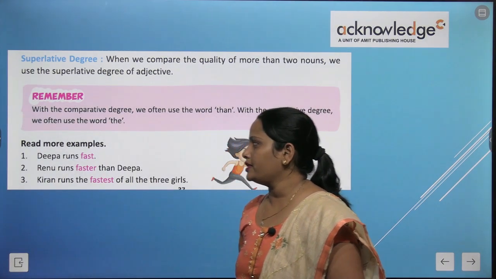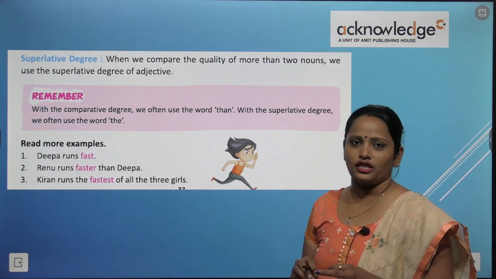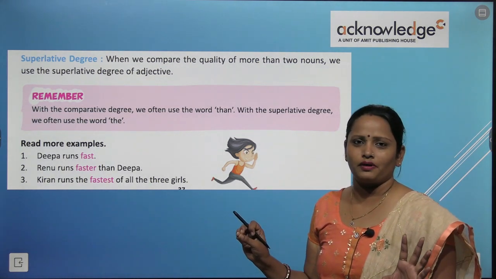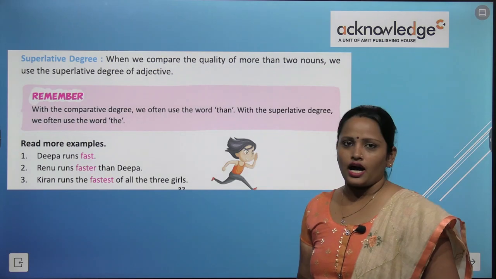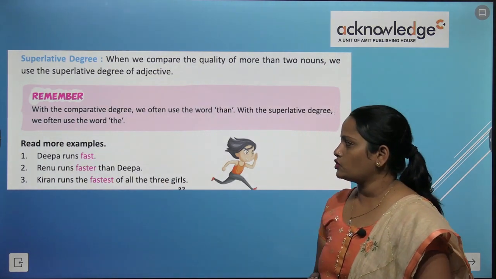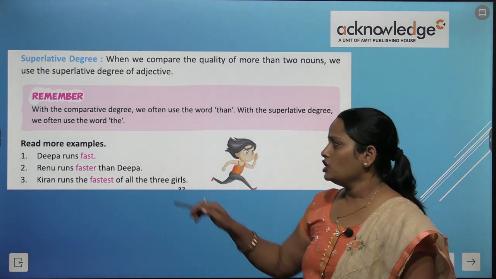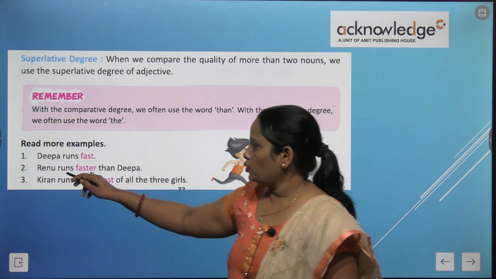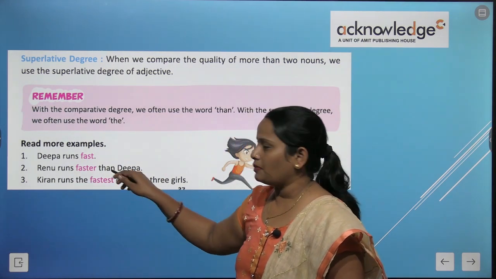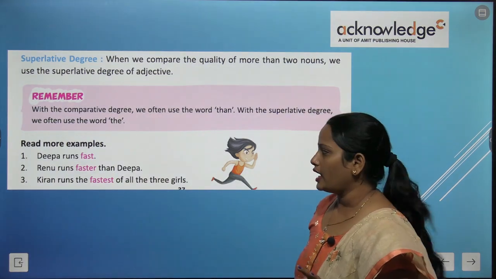Read some more examples. Deepa runs fast. Deepa तेज दौड़ती है. इससे क्या किसी बच्चे से compare हो रहा है दीपा का? No. So, this is a positive degree. Next, the second one is Renu runs faster than Deepa. अब रेनू एक दूसरी गर्ल आ गई जो दीपा से भी तेज दौड़ती है. So we are comparing Renu and Deepa. So रेनू जो है दीपा से faster है, इसलिए हमने faster के साथ यहाँ पे ध्यान लगाया है.